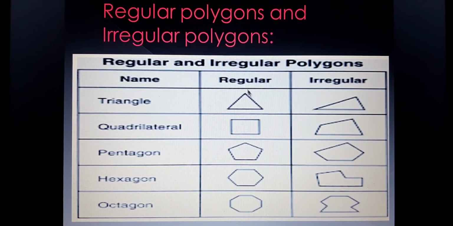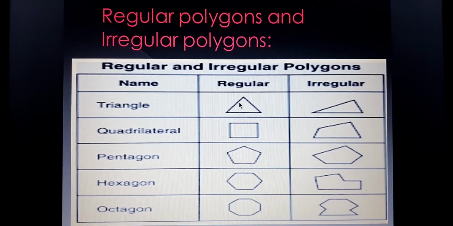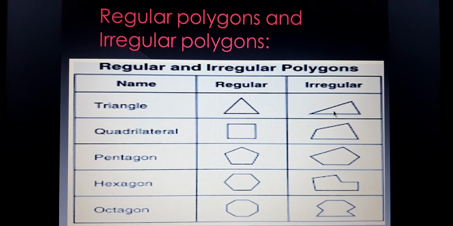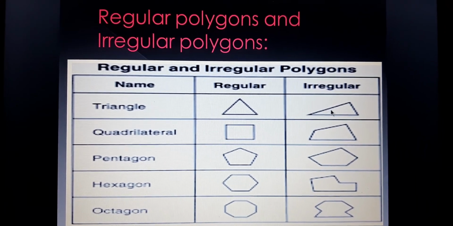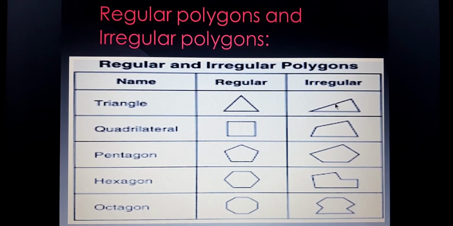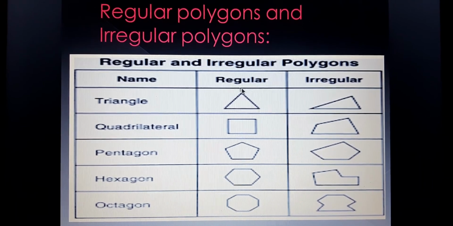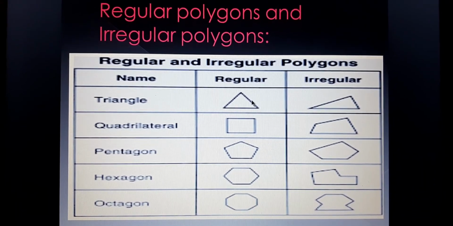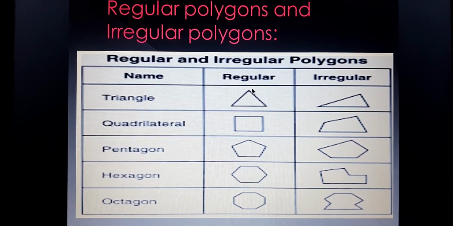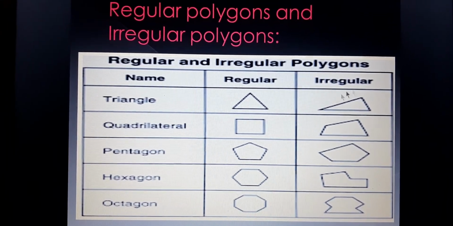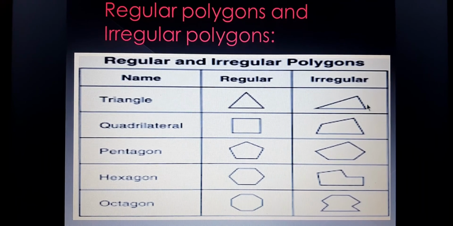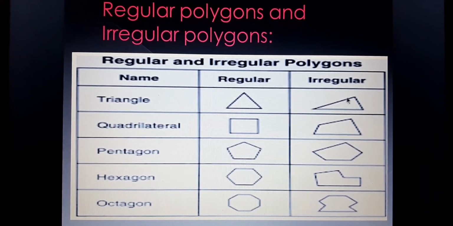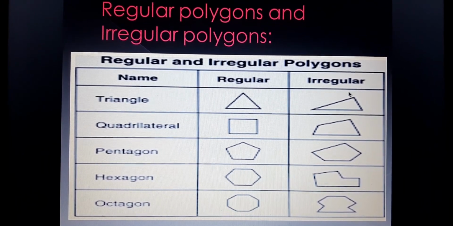Why? Because all the three sides here are equal. Here you can see all the three sides are equal. No, these are not equal. So the polygons which have their sides equal in distance will be called regular polygons, and those that do not have equal distance or line segments are called irregular polygons.